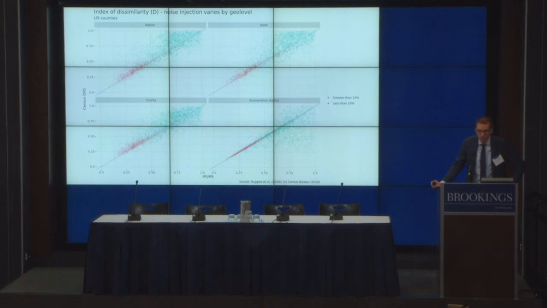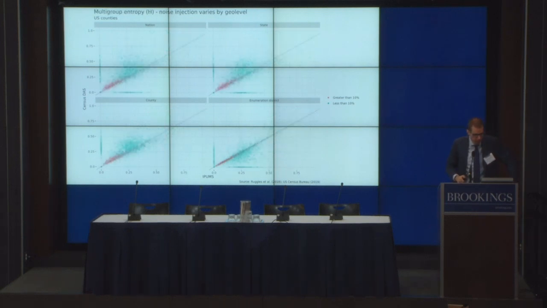This is the index of dissimilarity. Again, we see this positive upward bias. So a lot of the orange dots are to the left of that identity line for nation, state, and county. And then at the ED level, it shifts. There's more county dots to the lower right side of that line, and I haven't quite thought through that yet.